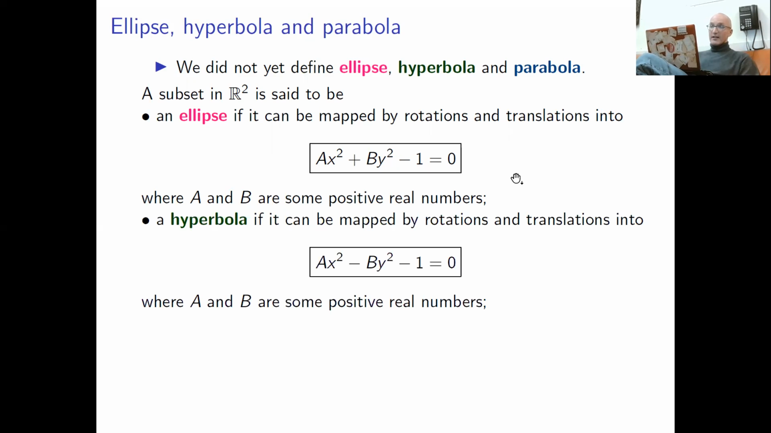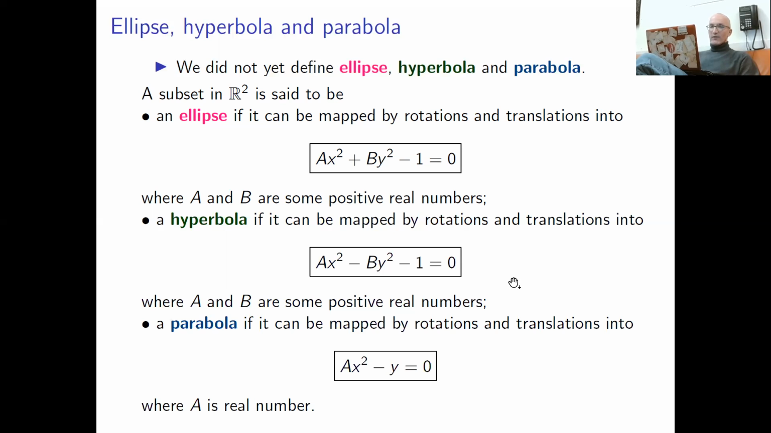Likewise, we can say a hyperbola is a subset in the plane such that it can be mapped by rotation and translation to a curve that's given by this equation. And again A, B are positive real numbers. And the same way we define a parabola.